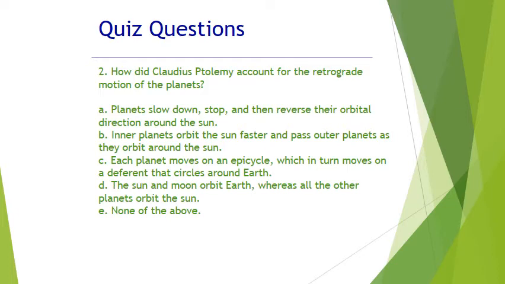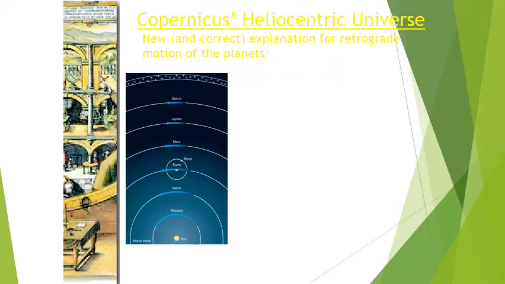D, the sun and moon orbit the Earth, whereas all the other planets orbit the sun. Again, that would not be part of the geocentric model. The geocentric model means that everything goes around the Earth. So really, only C is the possibility here. That's why he came up with this system of epicycles, because geometrically it gave him essentially the right answer. He still had a hard time really explaining or predicting all the motions of the planets, but the epicycles were at least a start for him.